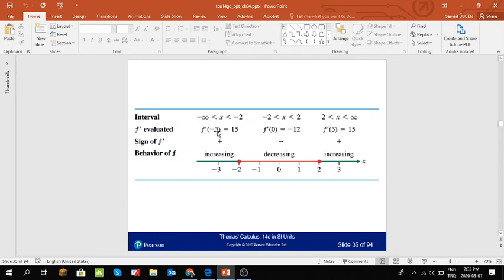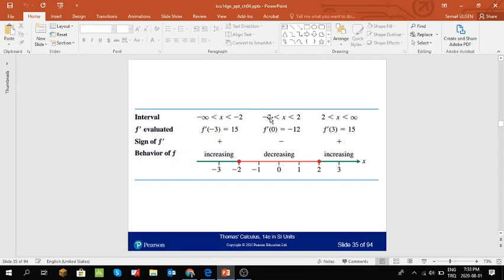For example, negative 3 is in here. Put it in, you're going to get a positive value. So for any arbitrary x in here, you're going to get a positive value. So since the derivative is positive, the function is increasing here. Look, behavior of f, it's increasing. You look at the sign of f prime, it's positive. You evaluate f prime and find the value by just taking a sample point in here.